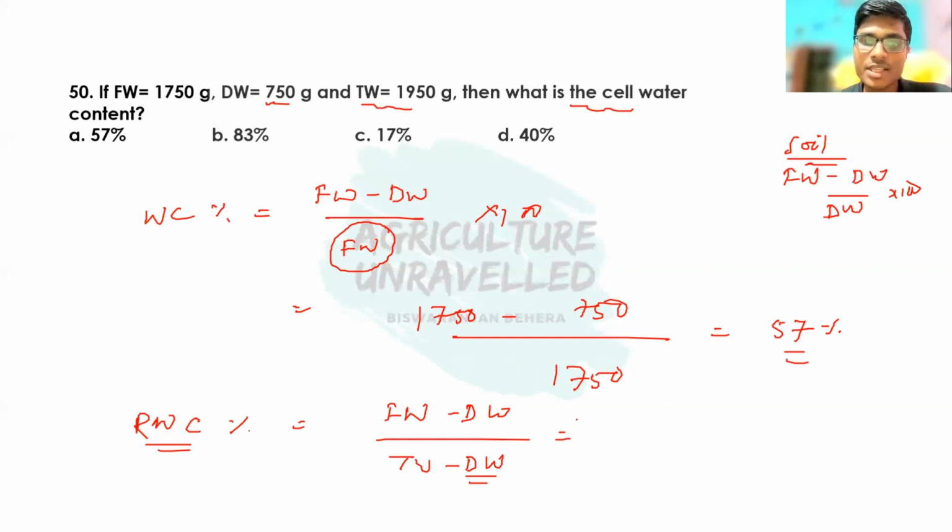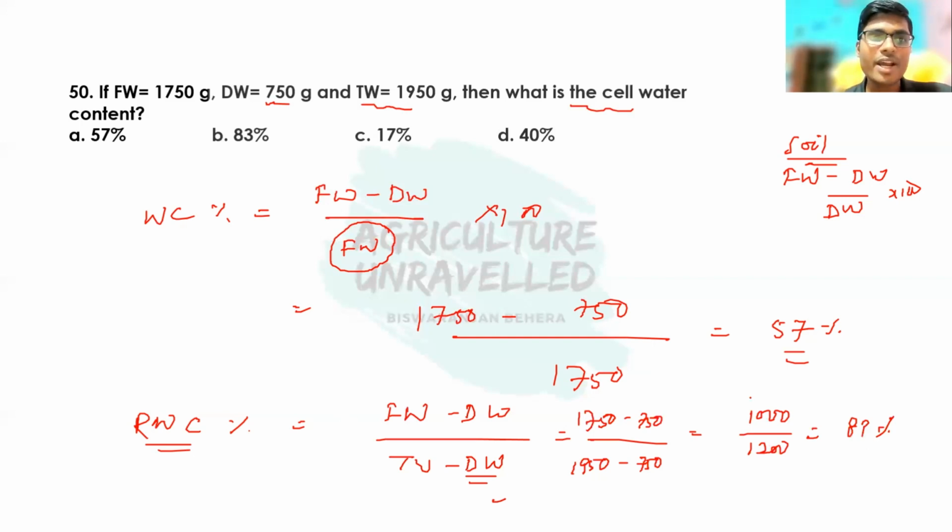So here fresh weight 1750 minus dry weight 750, divided by turgid weight 1950 minus dry weight 750. So here it is 1000 divided by 1200. So it is around 83%. So the relative water content is 83%, whereas the actual water content of the cell is 57%. This is all for today. I hope the concepts are clear now.